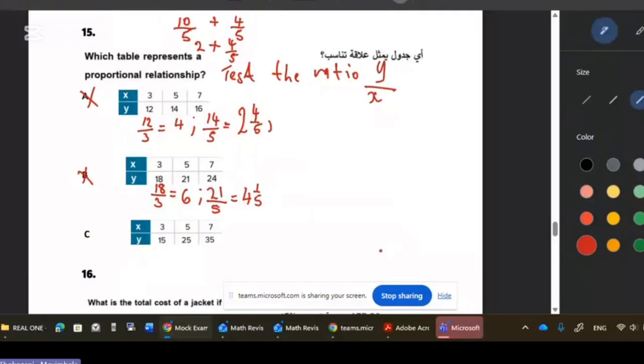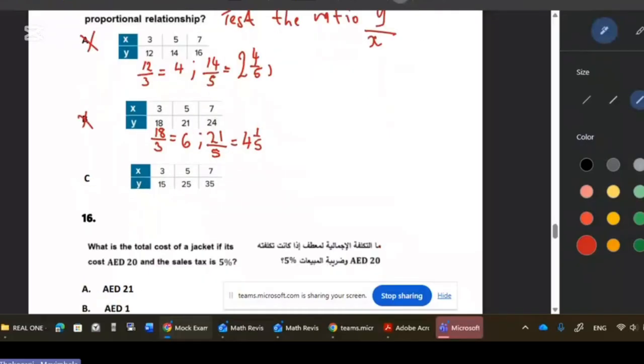Now let's try C to see if it's going to work. We have 15 divided by 3, 5. Very good. Over 1. You can say over 1, it's fine because it's a ratio. 25 divided by 5 equals 5. What is the answer? C, the answer, C.